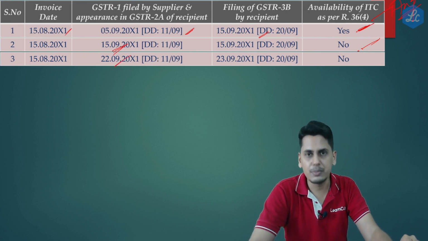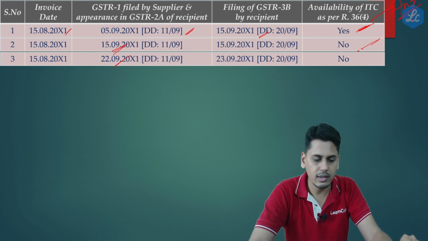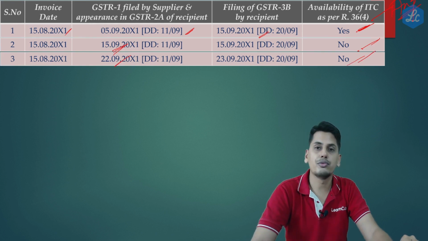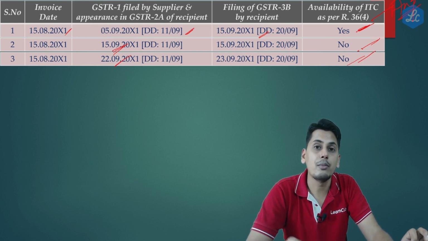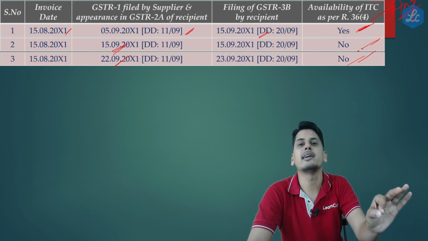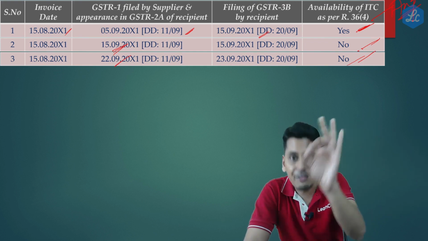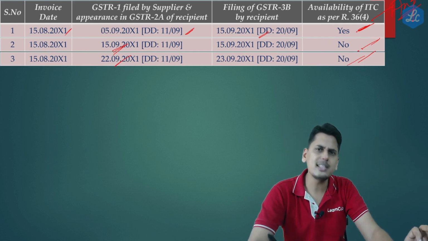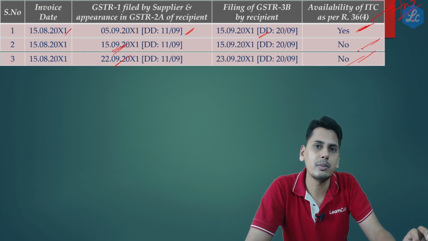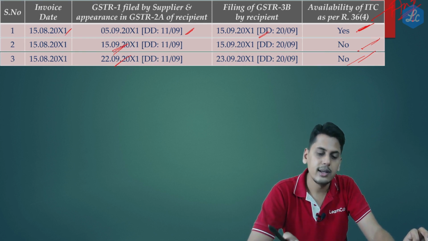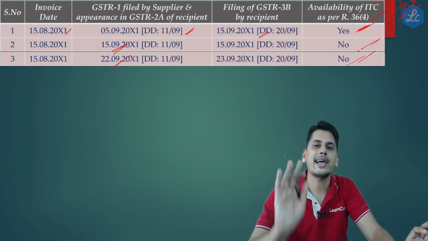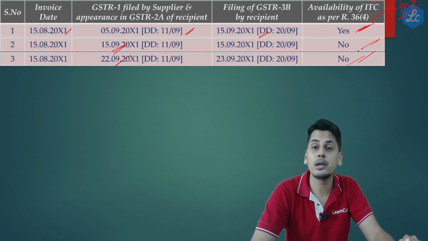22nd September it is being filed. So obviously beyond the due date, as per 36 sub rule 4, read along with the circular, I am not in a position to take this full credit, although appearing in my 2A before I filed the 3B, but still it is filed after the due date of GSTR1. For this particular tax period August, I will not be in a position to take full credit.